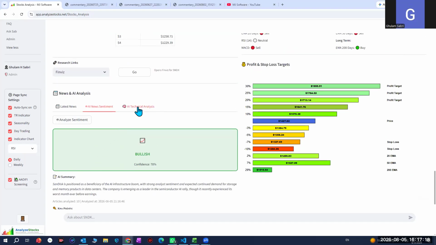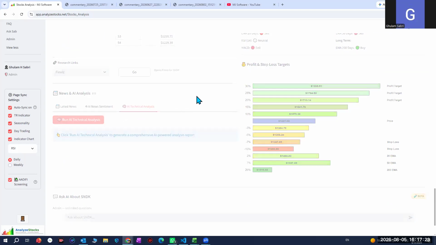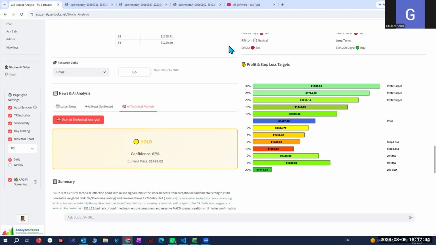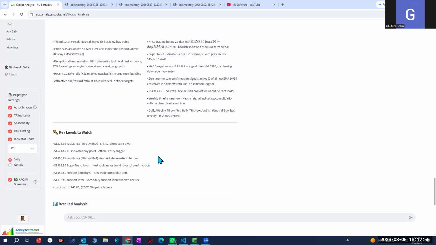But given this, our system runs this AI technical analysis, and what it will do is put all these parameters which I'm talking about for SanDisk, send it to Claude AI, and Claude will analyze it and give you a technical analysis. This is not being generated by the software. The software is handling all this data on your behalf and sending it to Claude. So Claude is saying that it's a hold, with 62% confidence. And the bullish factors are these and the bearish factors are these.